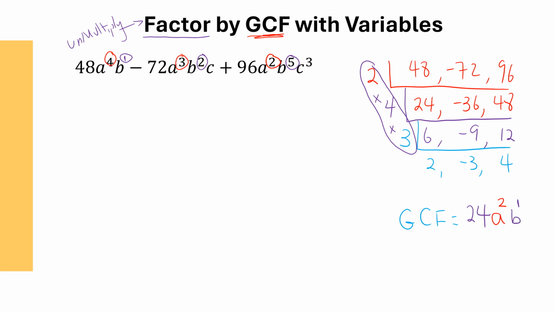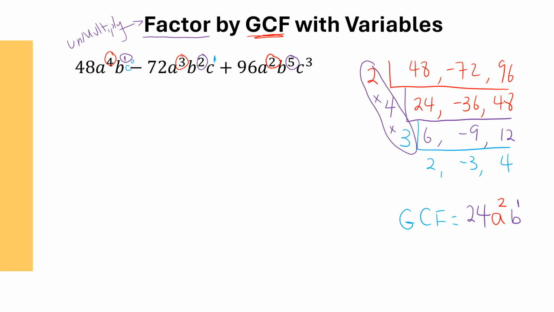And then the smallest exponent for C, there's 1 and 3, but there's no C in the first term because C is raised to the 0 power. So therefore, the smallest exponent for C is going to be 0. So you don't write the C. So now you have your GCF.